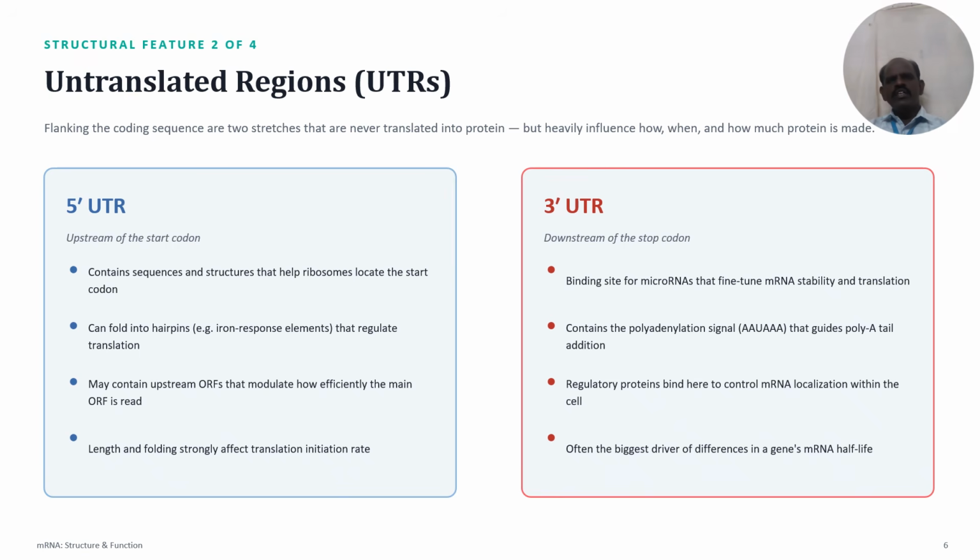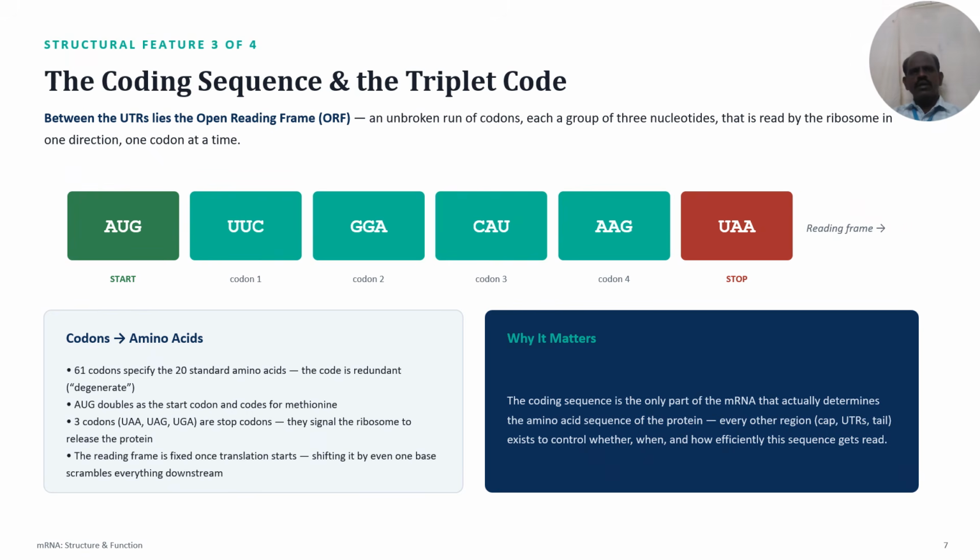And untranslated regions: there are two untranslated regions, the 5' UTR and 3' UTR. The 5' UTR contains sequences and structures that help the ribosome to locate the start codon. And the 3' UTR has binding sites for microRNAs that fine-tune mRNA stability and translation, along with other features.